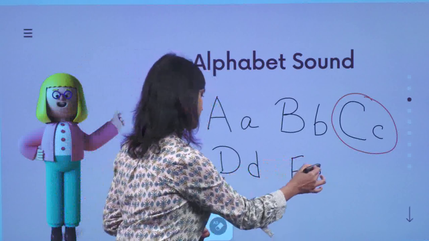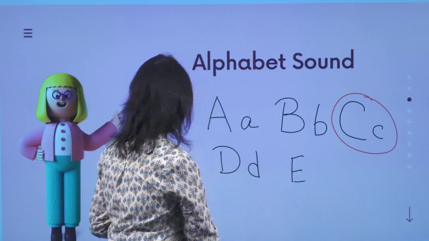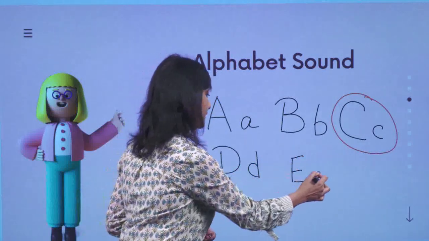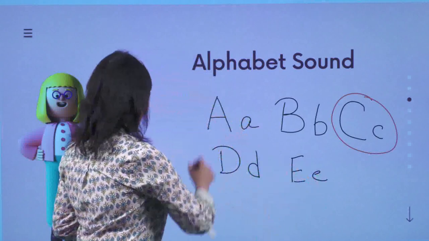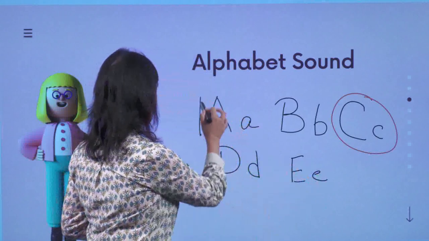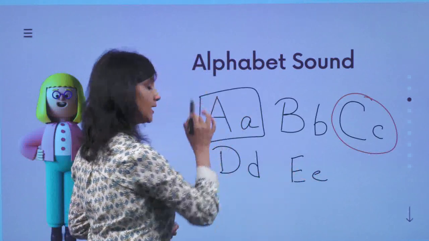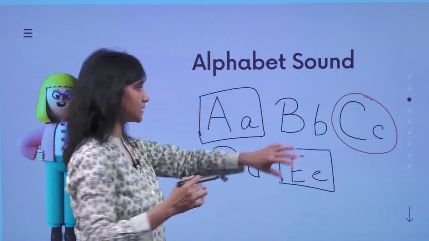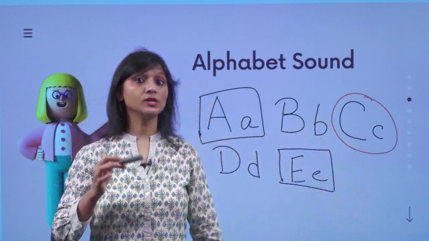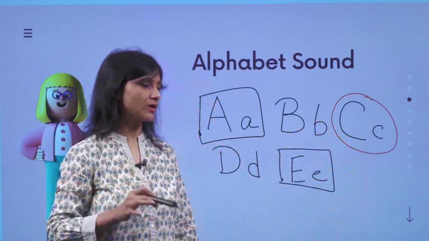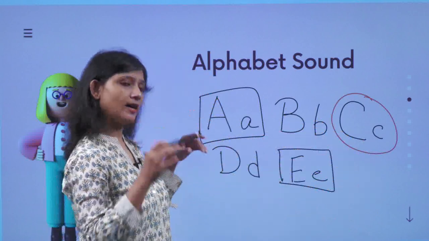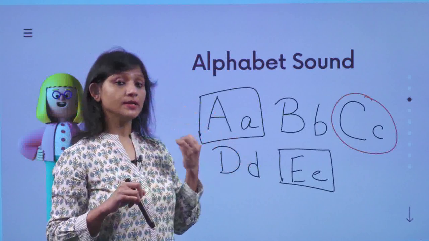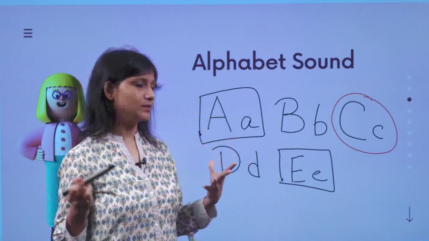Let me just rub it and write it again. So, we've got E now. I will put a square around this because this is a vowel. The next vowel that we have is E. And why have I circled C? Because we are going to see another sound of C. And why have I put boxes around A and E? Because A and E are vowels.